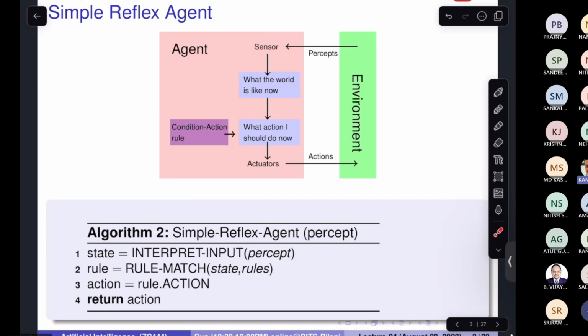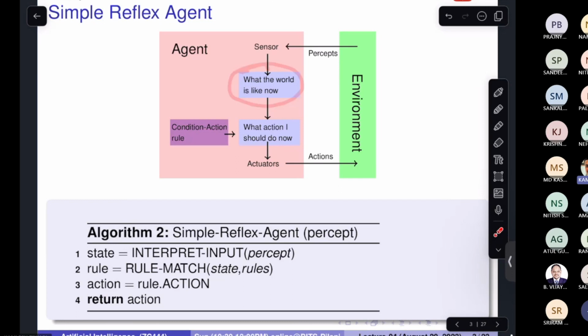Percept is coming from here. Percept means what is the state? He's perceiving something, and using the actuators he starts some actions, and that action happens in the environment. This is the standard thing that we are going to see multiple times. So what it says is: try to understand what the world is like now.